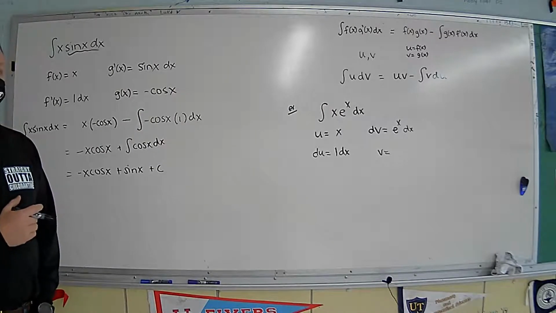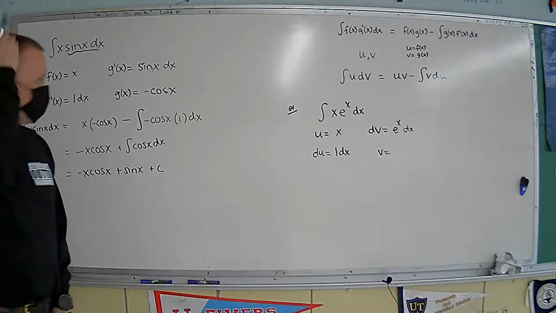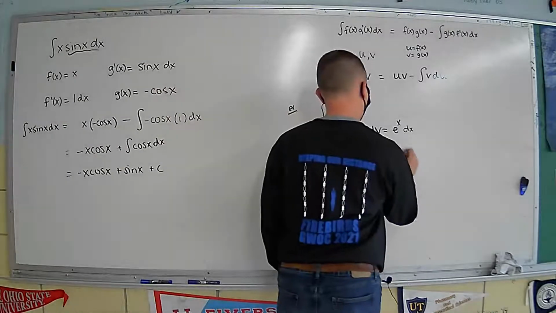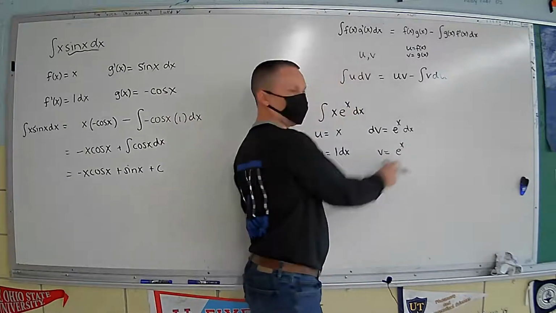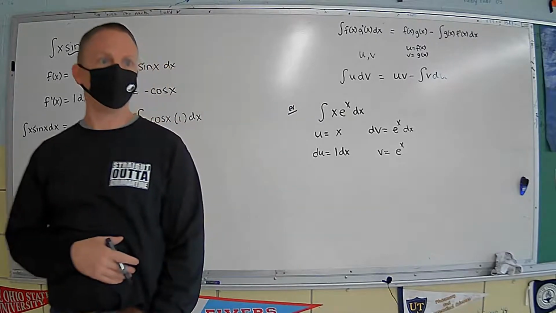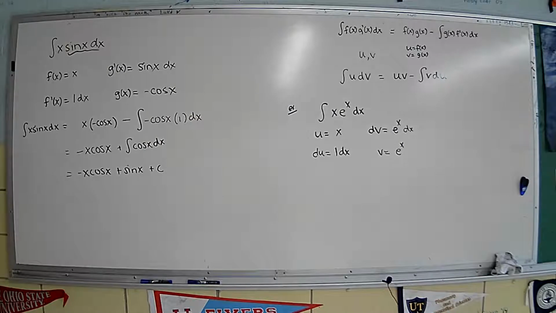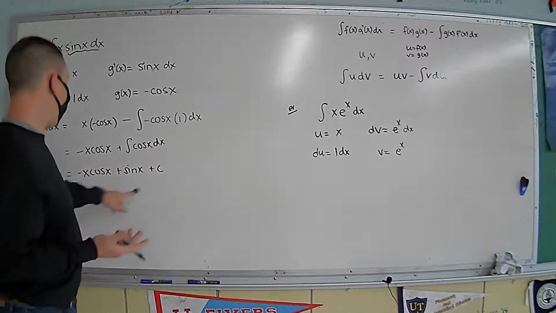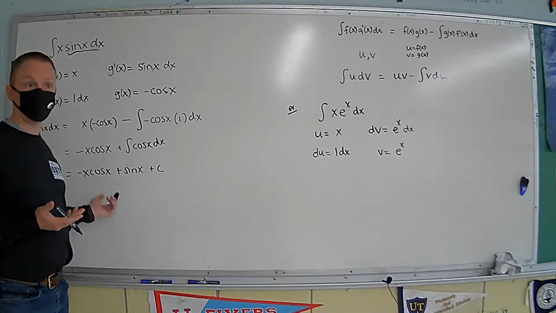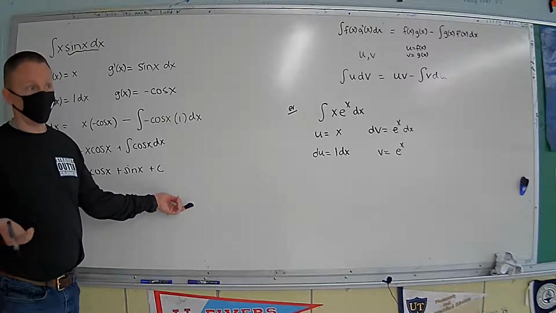It's like using good grammar in English class. All right, what's v? E to the x again. Now someone might ask, why do I not have a plus c here? Anybody thinking that? You found an antiderivative. Why is there not a plus c there? You could stick one there, but then you're going to end up with 2 c's at the end, which would just combine into one big c. So there's no need for it.